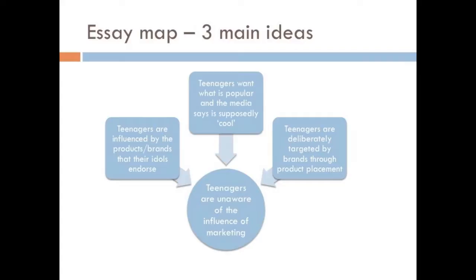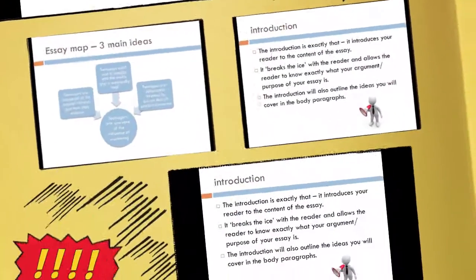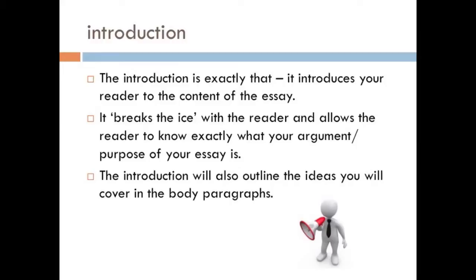My first one's about celebrities. My second one at the top is about kids wanting to stay up with what's cool. And my third one is about deliberate product placement in TV shows. All right, so we've got our 3 ideas from our essay map that we did, and now I'm going to get started on my introduction.